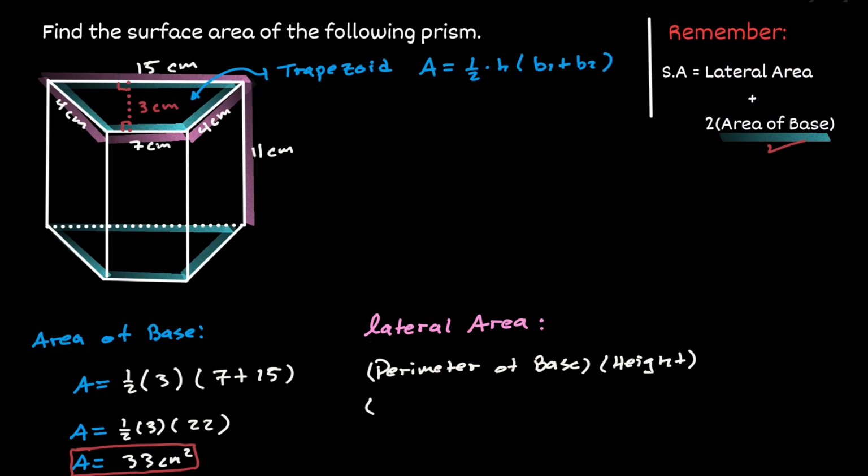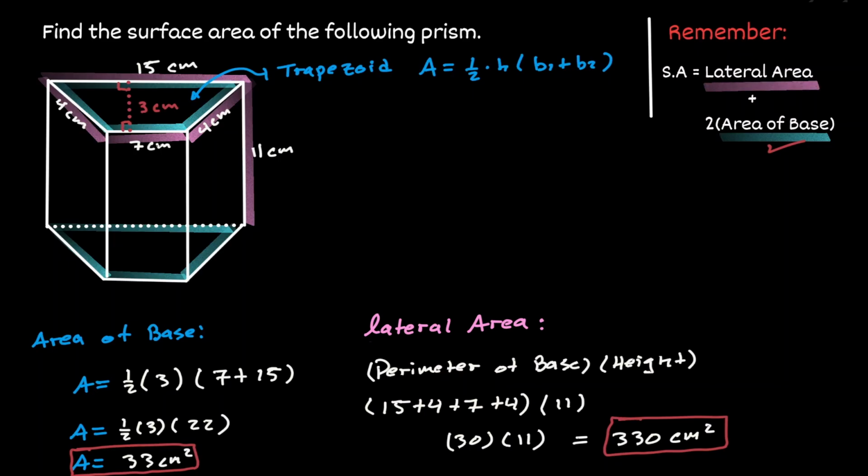So let's find the perimeter. We're going to get 15 plus 4 plus 7 plus 4. And the height of this figure is 11. If we add all these values, that is equivalent to 30. And 30 times 11 is 330.